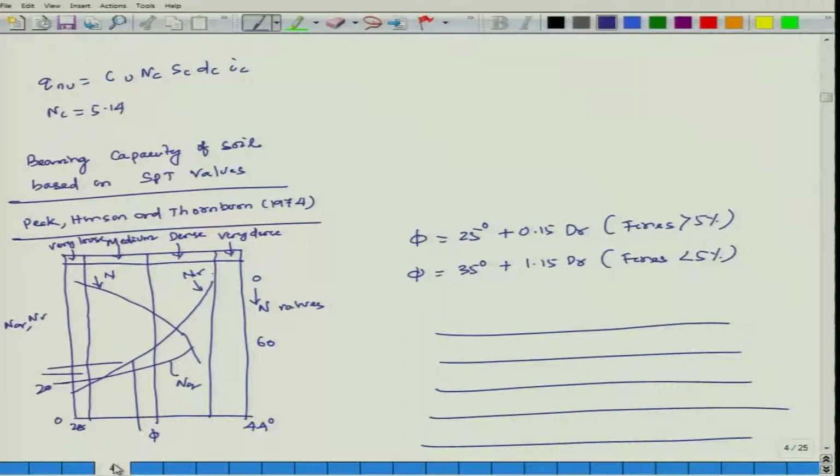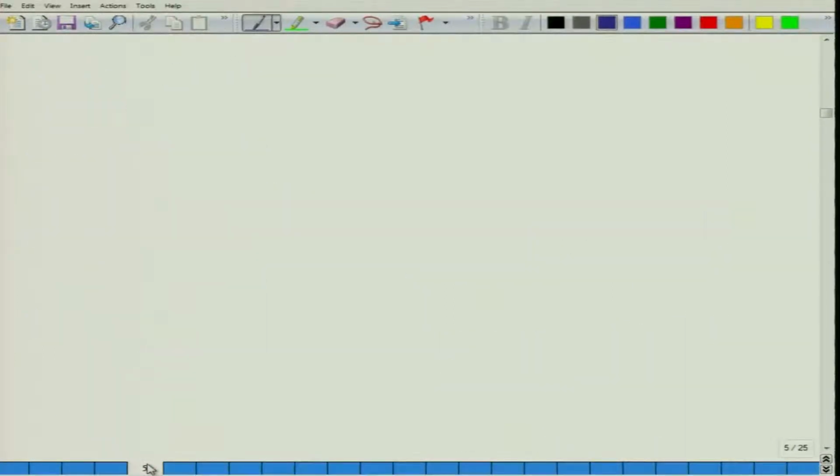There are charts; Peck, Hansen and Thornburn 1974 have proposed bearing capacity of soil based on SPT N value. From the SPT N value you can get the value of phi. Once you get the value of phi, then the bearing capacity factors Nc, Nq and N gamma we can get directly. Up to this I have covered.